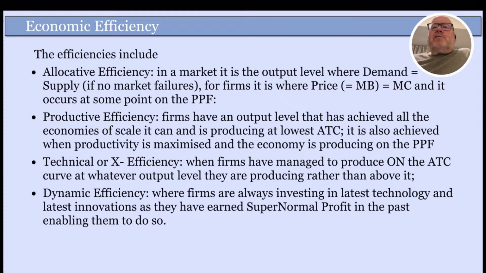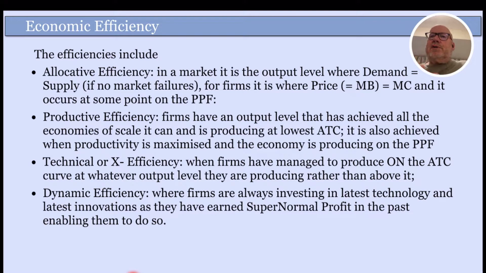Okay, so in this video, we're going to start to look at what we call the economic efficiencies. And it's really important that you know where to find these efficiencies on a lot of your diagrams because it's a really important part of the whole evaluation of what happens in markets if you can actually look at the efficiency in those markets. Okay, so there's basically four types of efficiency I would suggest that you need to know.